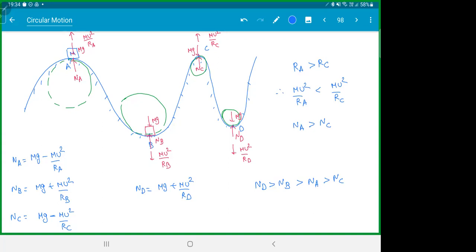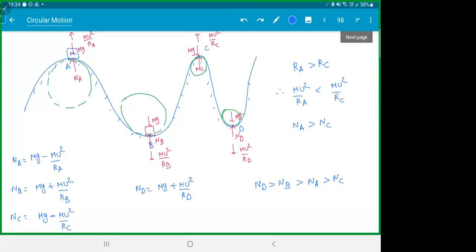Yeah, any doubts on this? We assume Nb is greater. Why are we assuming? We have proved it, right? See, this was minus, this was plus, definitely Nb is greater than Na. Why do we need to assume? Okay? All got this?